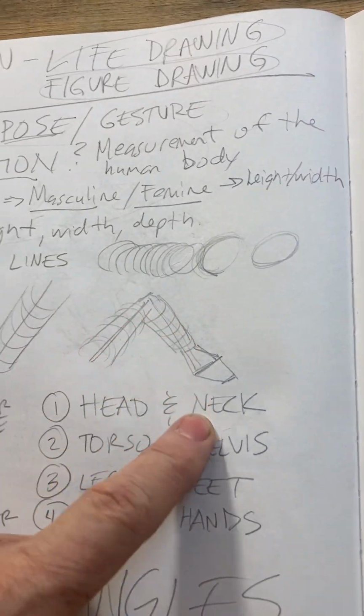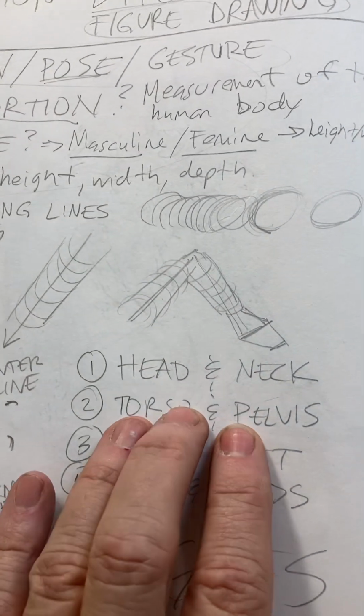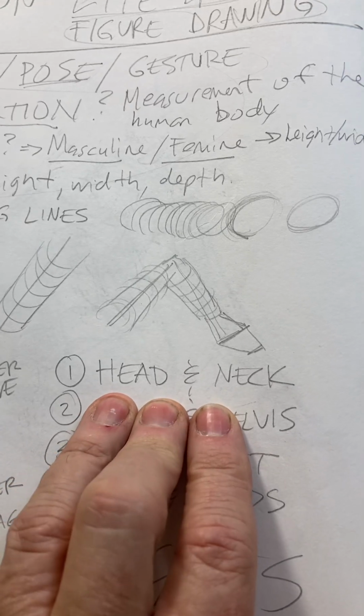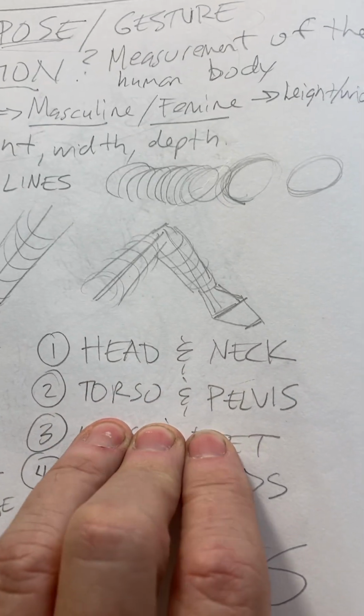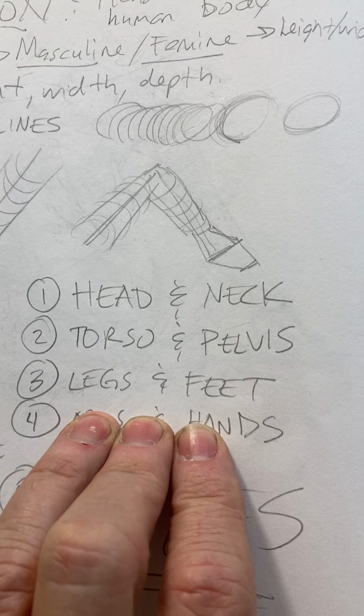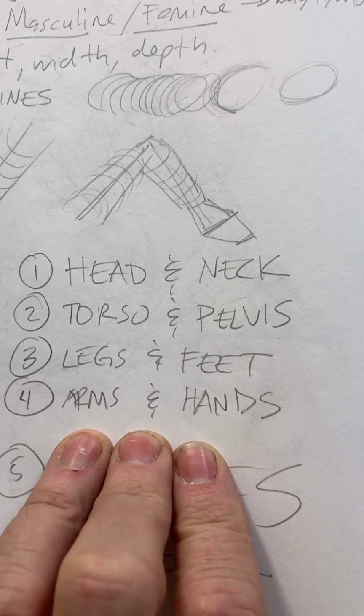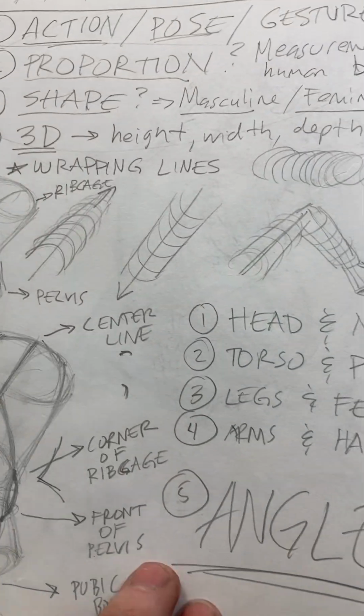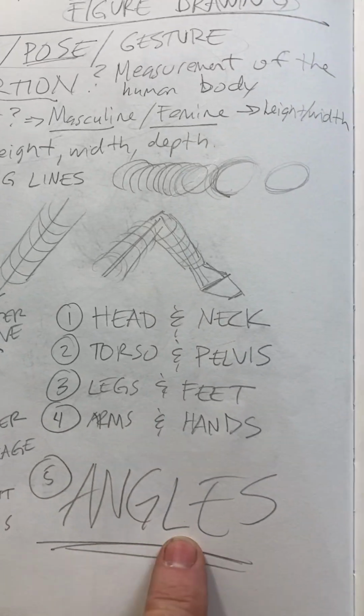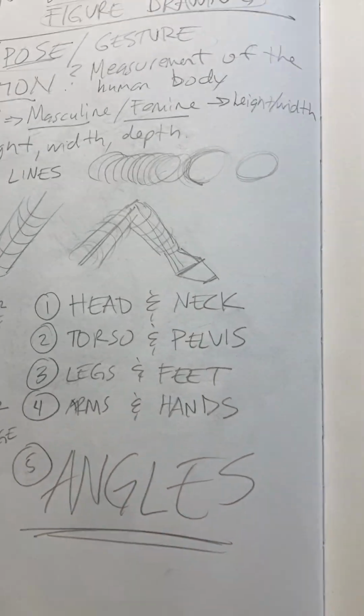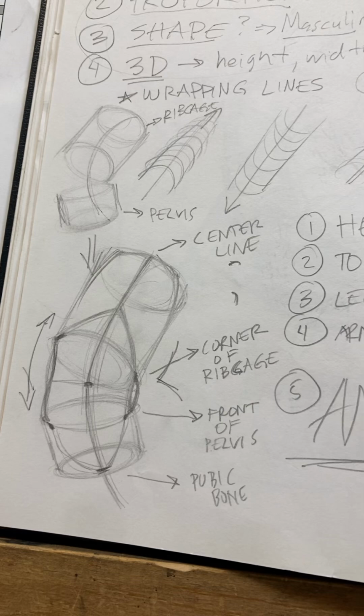I talk about angles. I have them approach it like this. Draw the head and neck first, draw the torso and pelvis second, draw the legs and feet third, draw the arms and hands fourth, okay? And then fifth, I don't know why I had that. But there are angles in the human body, all right? Now there's flow in the human body as well, but there's also angles.